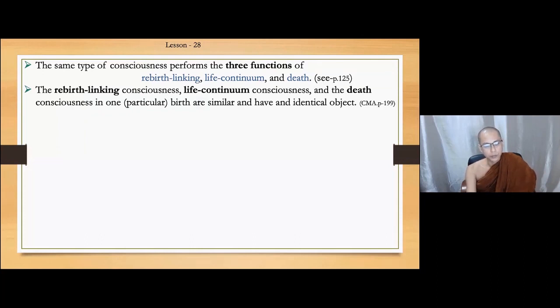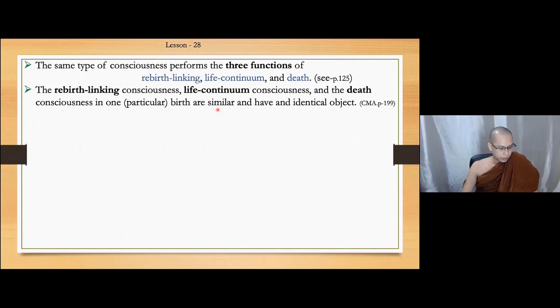Here, this is to review the Bhavanga for more understanding of the process of the consciousness and mental factors, which is called the process of mentality. And we need to know that if there is no cognitive process, the Bhavanga is running as a part of the life. So three functions are performed by the same type in the same life: rebirth linking, life continuum, and death. So Patisandhi, Bhavanga, and Cuti.